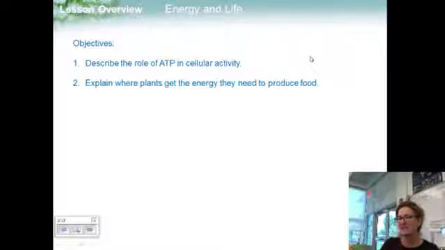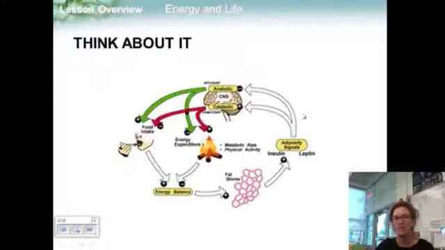All right, so our objectives are to describe the role of ATP in cellular energy and explain where plants get the energy they need to produce food. That objective 2 is just going to be a very brief overview. We'll get more into photosynthesis later. All right, let's think about them.